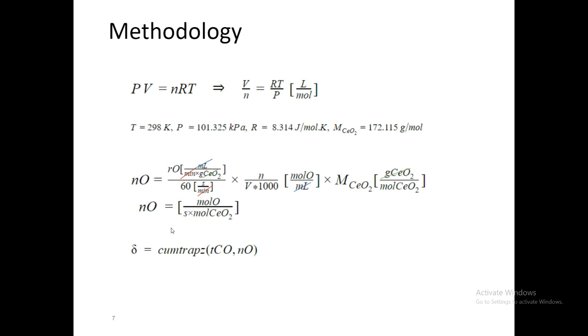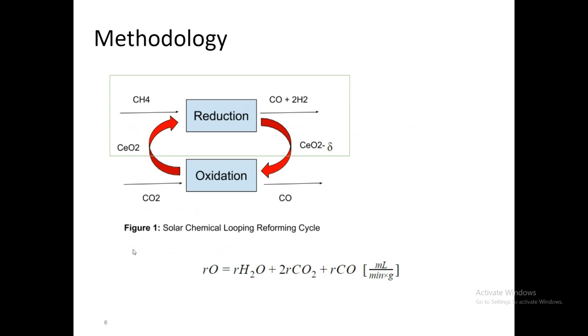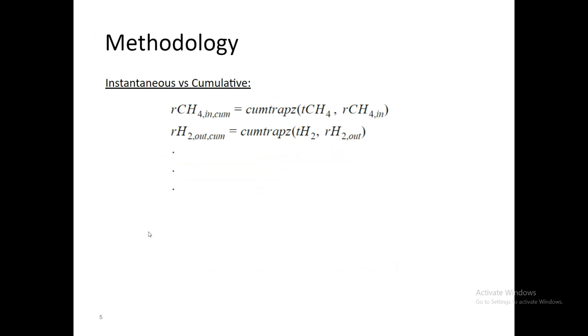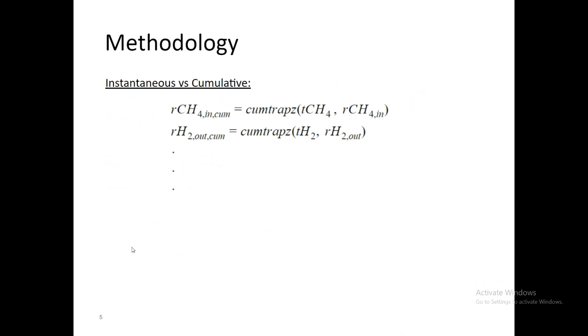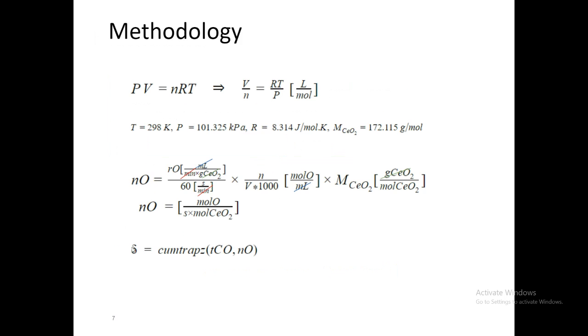And again, the formula is simple. This is the instantaneous. If we want to find the total or the cumulative, we just use cumtrapz, the time that we're interested in, and the quantity that we're trying to total, and we get that cumulative quantity, delta. So now everything is ready. We're just ready to plot XCH4, SH2, and SCO versus that delta that we just found.